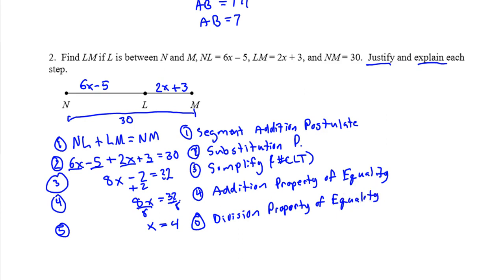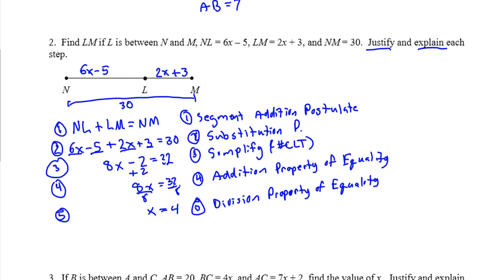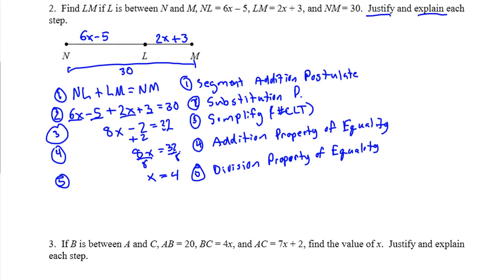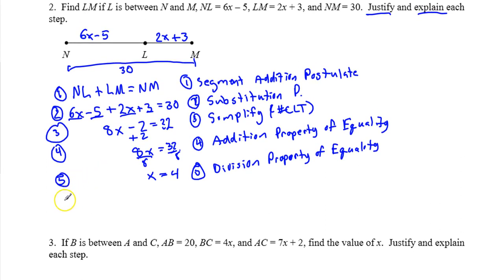Okay? Now, the question was asking us to find LM. So what do we now know? Well, I know that LM is 2x plus 3. Okay, how do I know that? That was given to us. Probably should have put that in the first step. So what is LM then? Well, it's 2 times 4 plus 3.